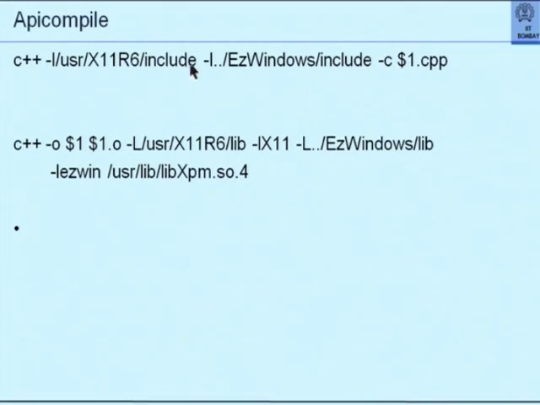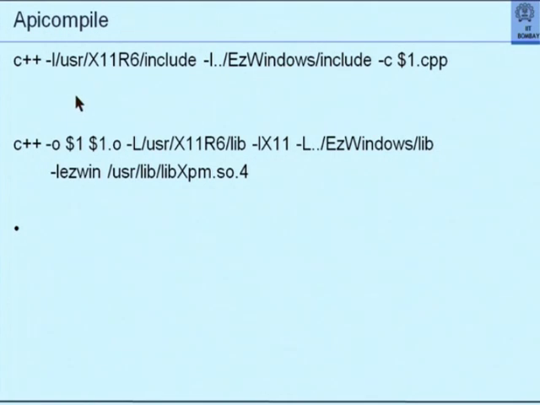Remember I told you the compilation phase consists of pre-processing, then compiling, then assembling and linking. Here I have shown different portions. In API compile there are different commands. API compile is a shell script, so when you type API compile, the commands in this file get executed one after another. The first command is C++ -I /usr/X11R6/include -I and so on.